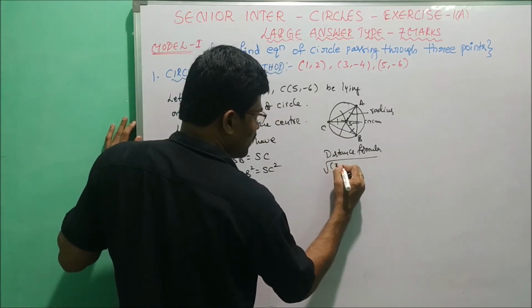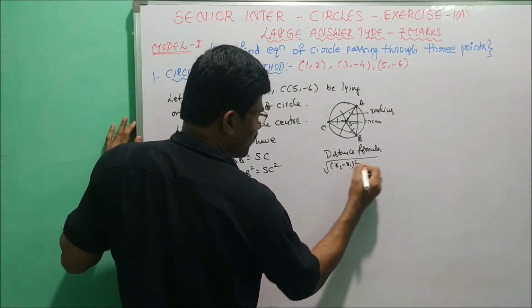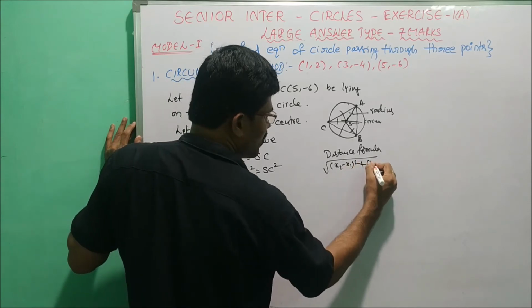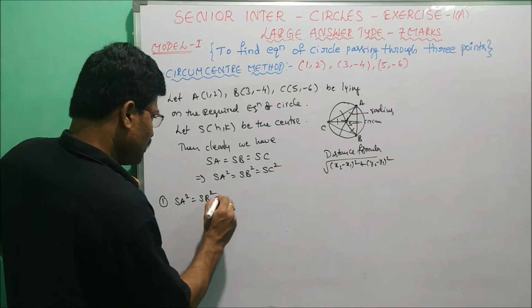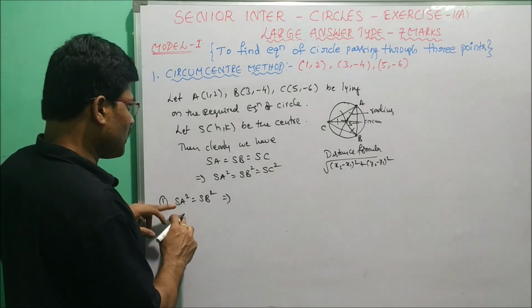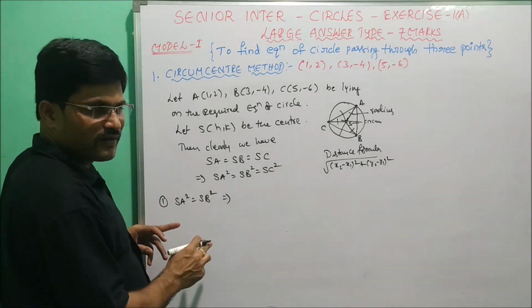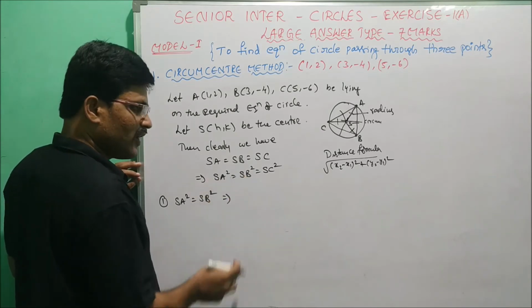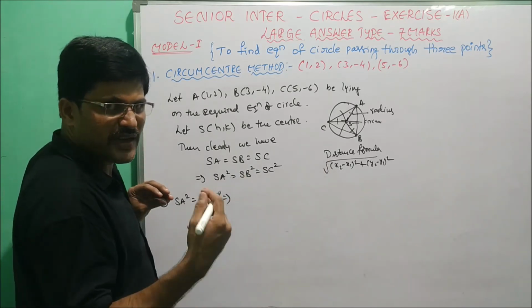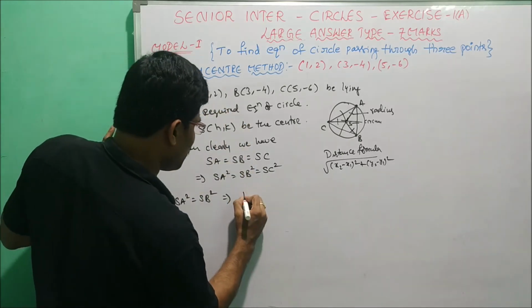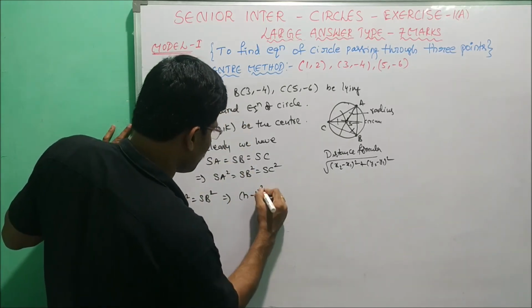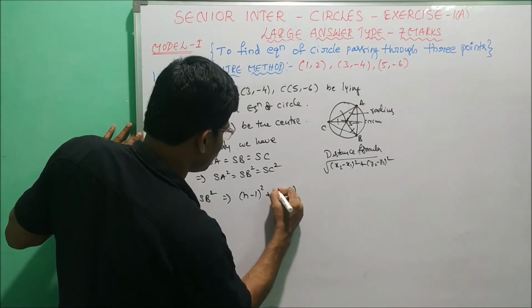Using the formula square root of (x2 minus x1) whole square plus (y2 minus y1) whole square, we find SA square and SB square. Since we are already squaring, the square root will be cancelled. Now S is (h, k), A means (1, 2). Here we write (h minus 1) whole square plus (k minus 2) whole square.